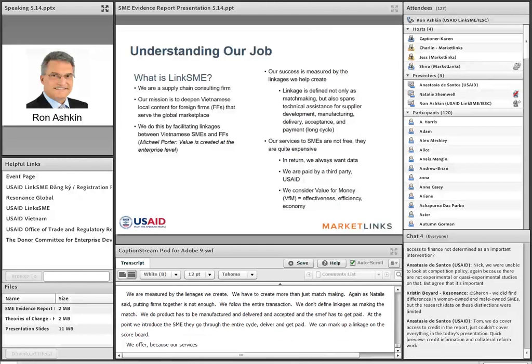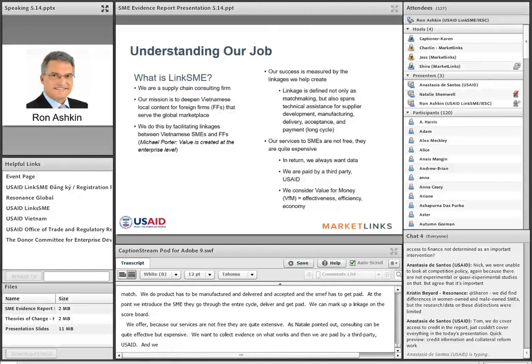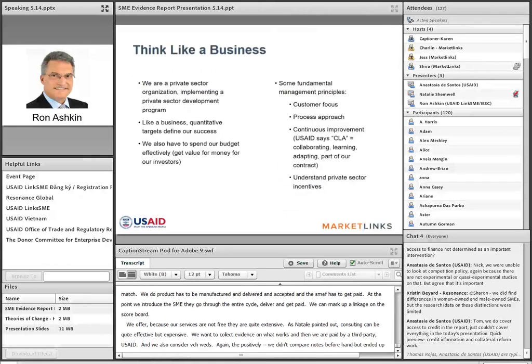Our services are not free. They're actually quite expensive. Again, as Natalie pointed out, consulting can be quite expensive, but it's effective. But we don't give services for free. We want something back. We want data so we can collect evidence on what works. And then we're paid by a third party, USAID. We also consider value for money. Value for money is effectiveness, efficiency, and economy. So again, apologies, Natalie, we didn't compare notes beforehand, but we ended up in the same place.